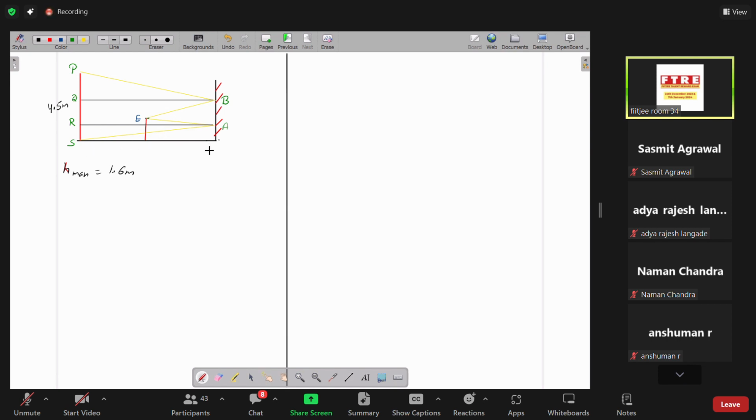Say the distance between the man and the mirror is X, the front wall. So the distance between the back wall and the front wall will become 2x, because it is given that the man is standing midway between the two. Now we know that the angle of incidence will be equal to the angle of reflection. And I'm also naming this point as O.